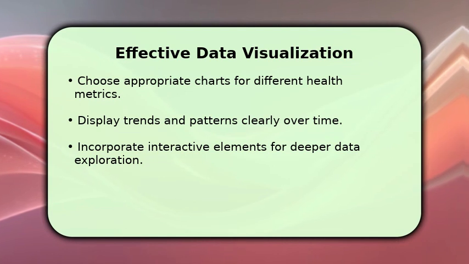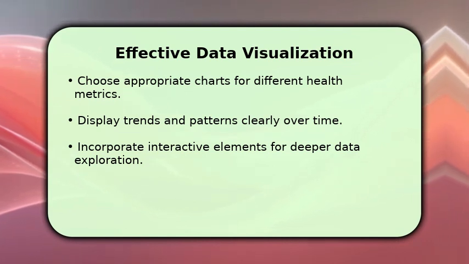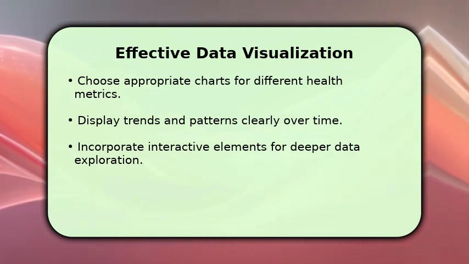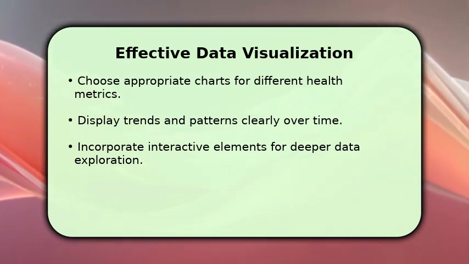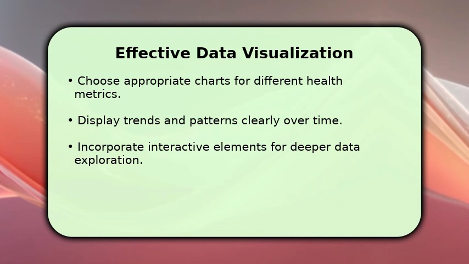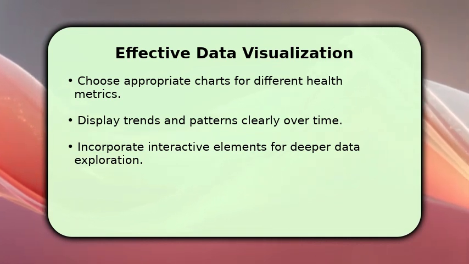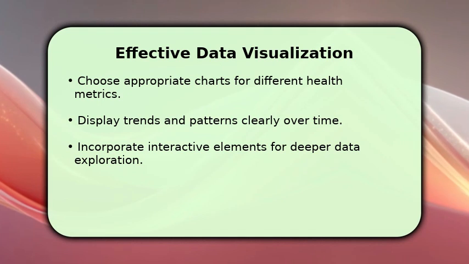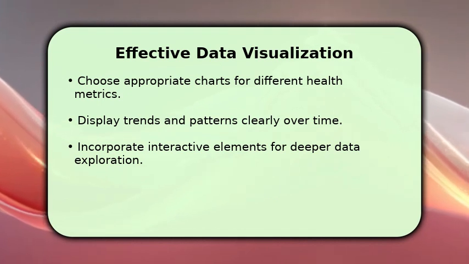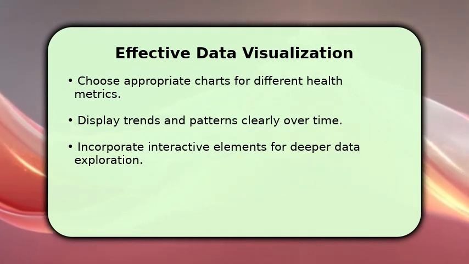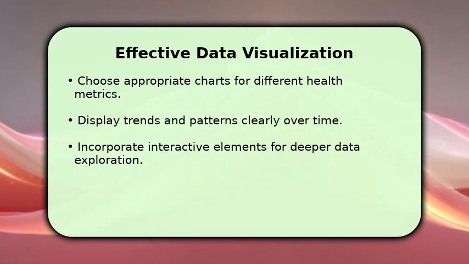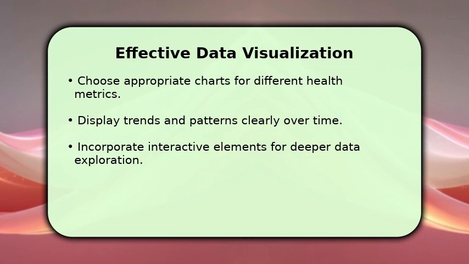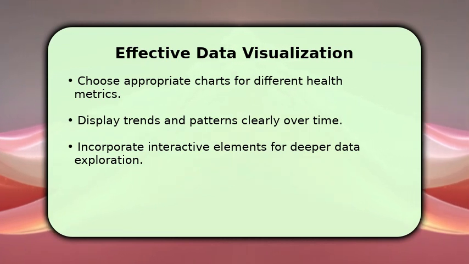Line charts are excellent for showing trends over time, such as heart rate or blood pressure. Heat maps can visualize geographic data like disease spread, while dashboards offer a holistic view of multiple metrics. Interactive elements allow users to explore data in more detail, and clear visual cues, like distinct colors or icons, should highlight critical alerts or important information for immediate attention.